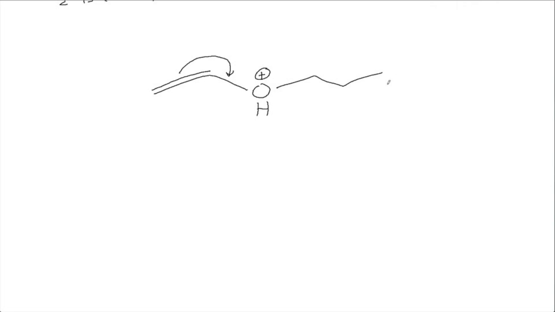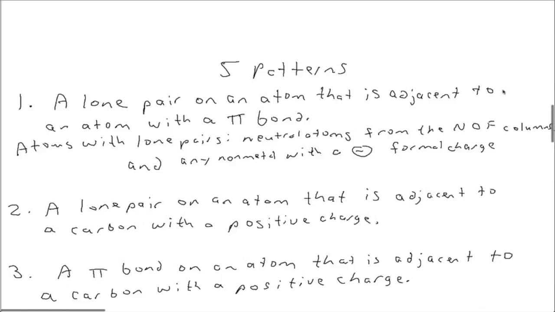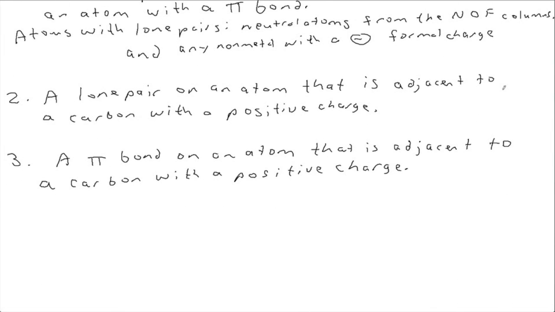Okay, so would this be a reasonable electron-pushing arrow? No. Oxygen has a complete octet, so there's no room for it to form a pi bond. Okay, good. So I just wanted to remind you that's why in this rule, it's not good enough for the pi bond to be adjacent to a positive charge. It has to be adjacent to a carbon with a positive charge. Okay. Good.